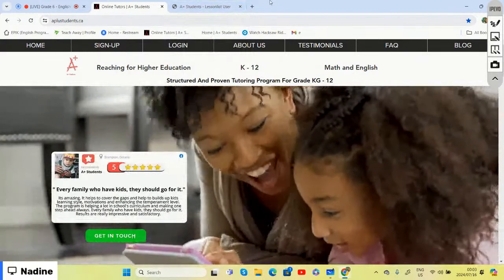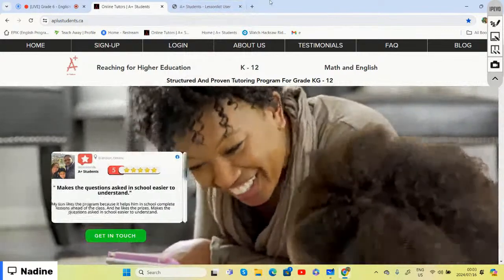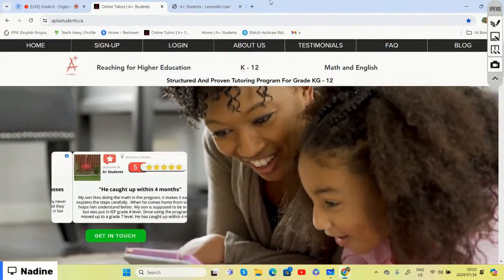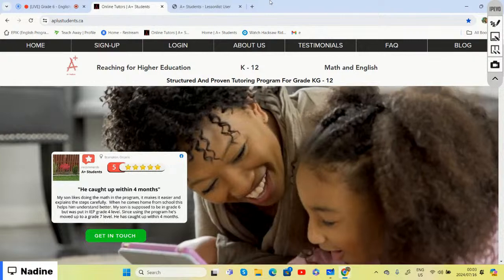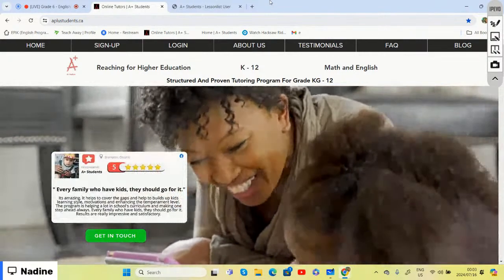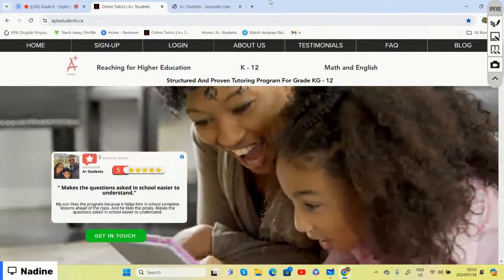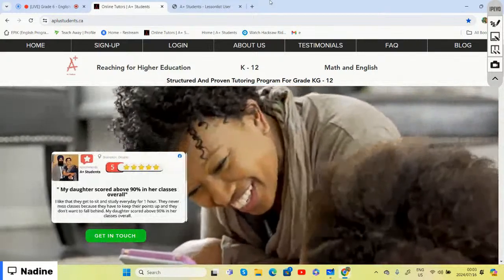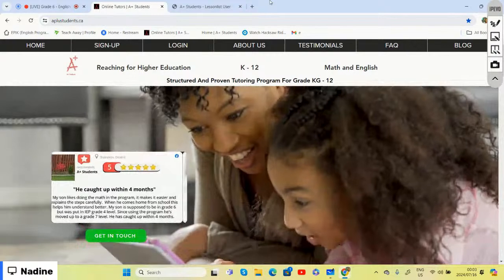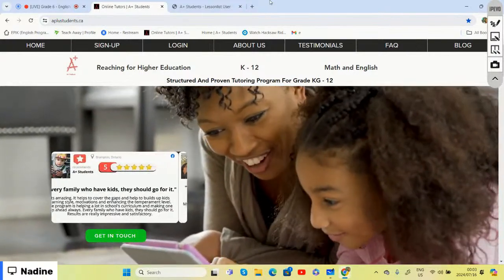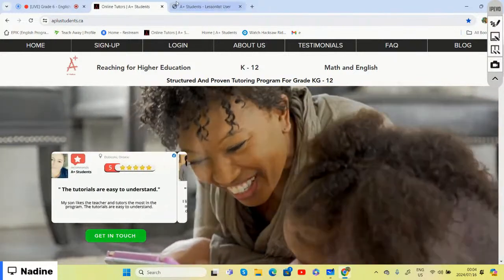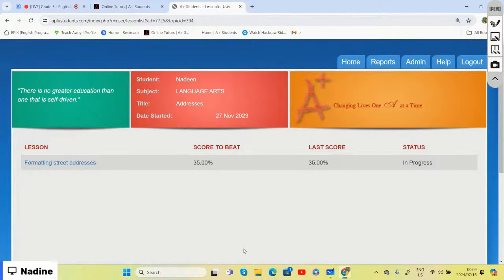Once you've logged on to aplusstudents.ca with our username and password, we're going to select the subject of English Language Arts, grade 6, and then we're going to scroll down until we get to our chapter of addresses.